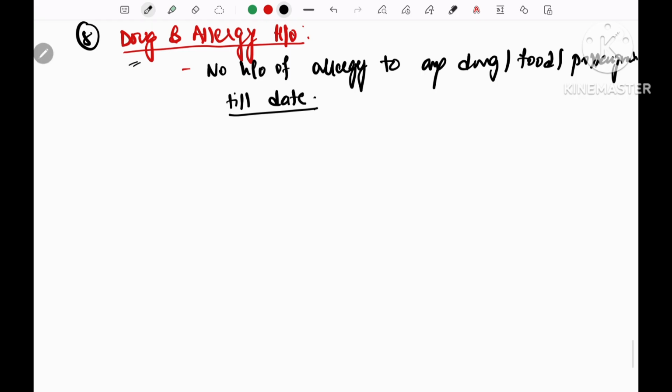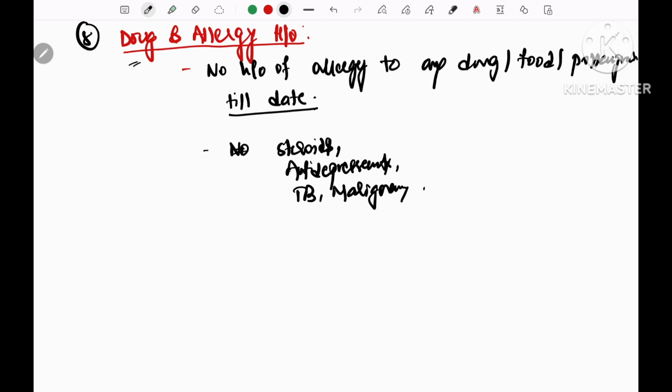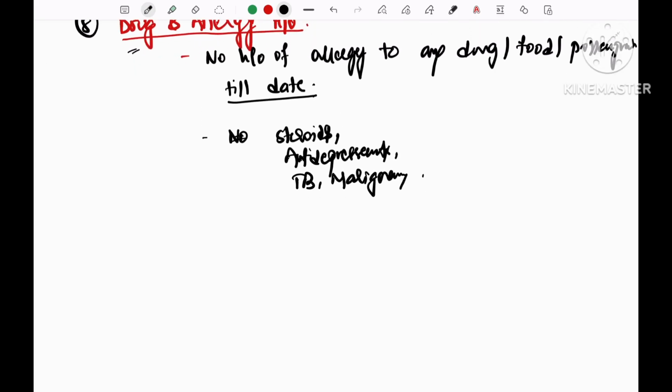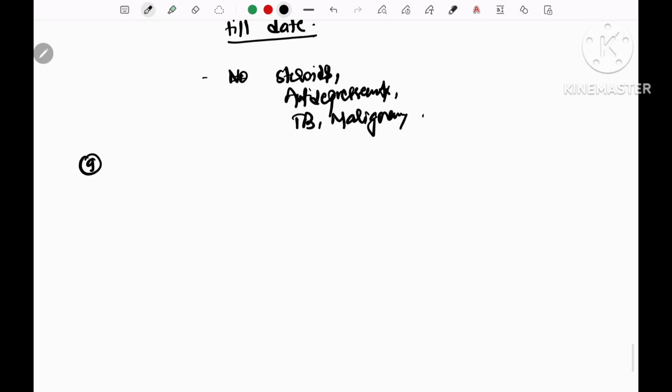You also have to mention whether there is any history of long-term medication, like steroids and antidepressants, because antidepressants can also be taken for 6 months or 1 or 2 years. Any steroids, antidepressants, or medications for tuberculosis or malignancy, we have to mention that. If there is no history of medications, you can simply write there is no history of long-term medications.